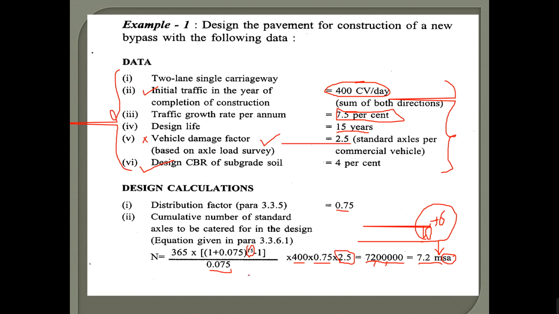The cumulative number of standard axles could be calculated by the expression N is equal to 365 [(1 plus r) raised to n minus 1] divided by r into ADF. Very simple formula, from which we are converting the cumulative number of standard axles in terms of million standard axles, in terms of 10 to the power of 6.